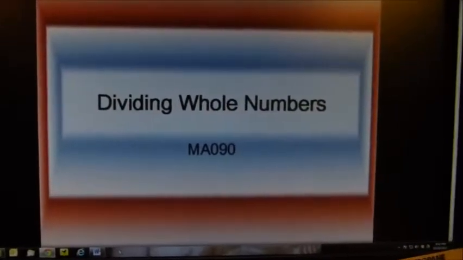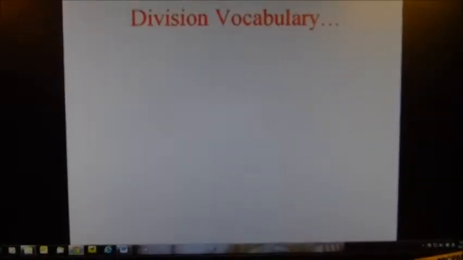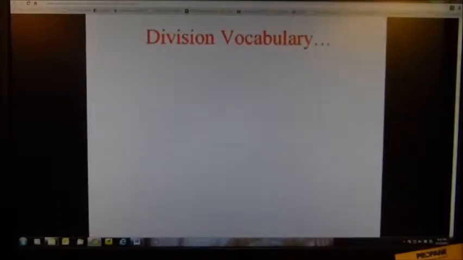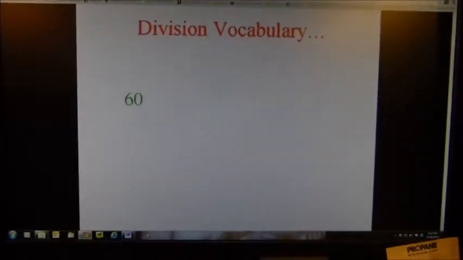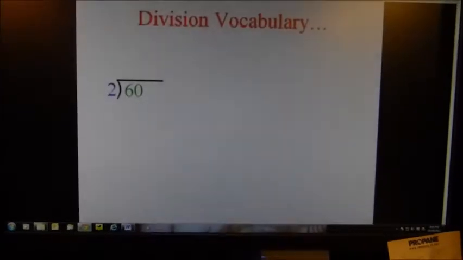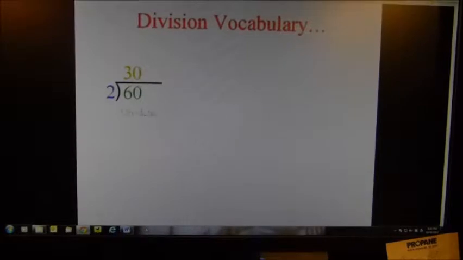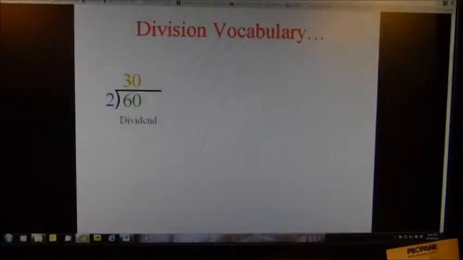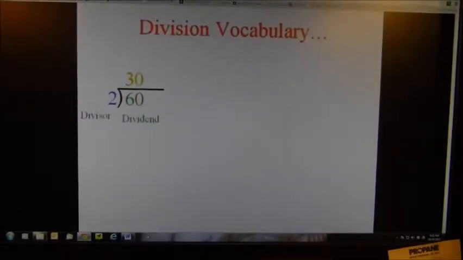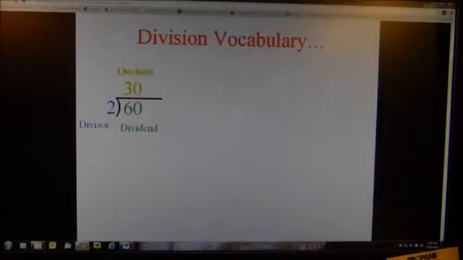Let's talk about the important concepts involved in dividing whole numbers. First of all, I'm going to be using some fancy words, so we better go over them. The vocabulary involved here, when we have a division problem such as 60 divided by 2 equals 30: the 60 is called the dividend. He's the guy getting divided. Now the guy doing the dividing, shouldn't surprise you, is the divisor, and the answer is the quotient.